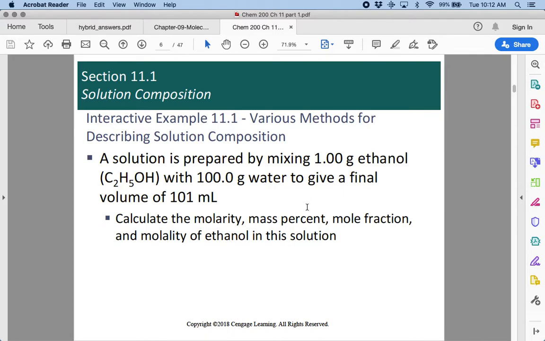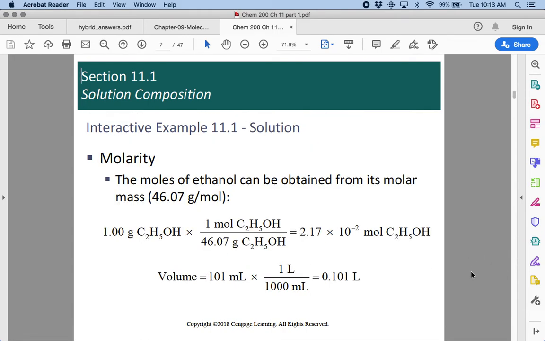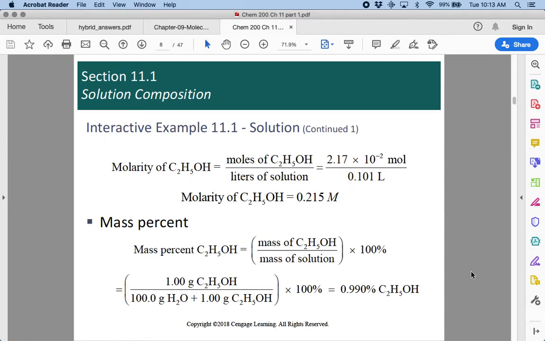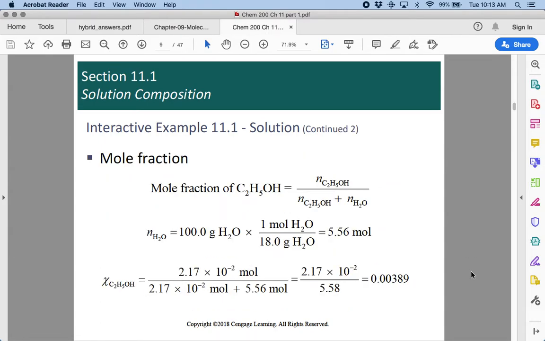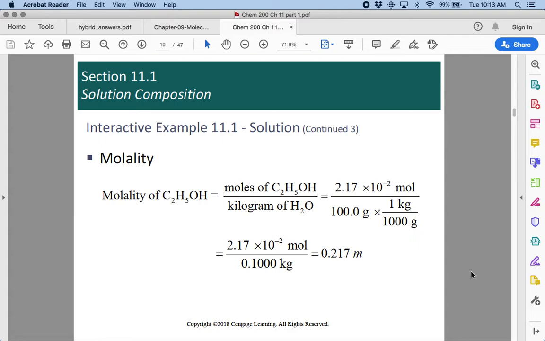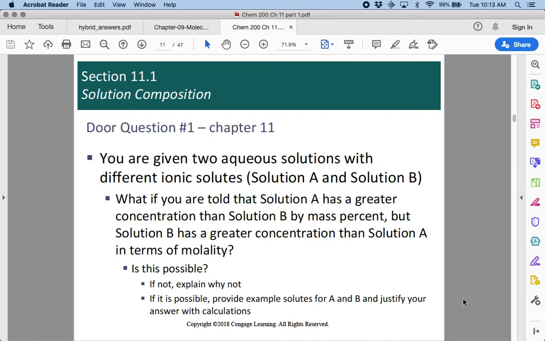So this first word problem gives you an opportunity to go through and use those different composition equations. You can practice using it for molarity, mass percent, mole fraction, as well as molality. Now remember, for molality, we have to have kilograms of our solvent. So make sure that you are converting not only to grams, but then doing your kilograms of that. Here's your first door question for chapter 11.